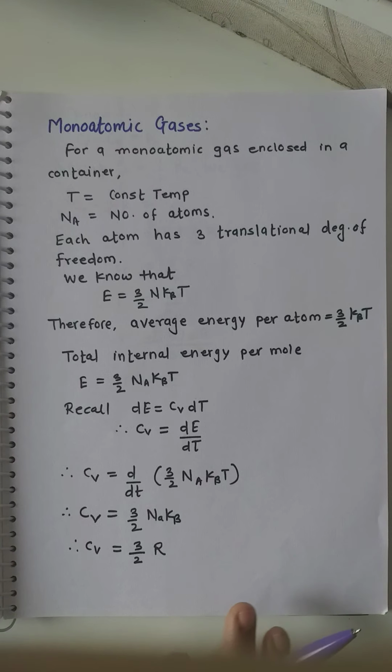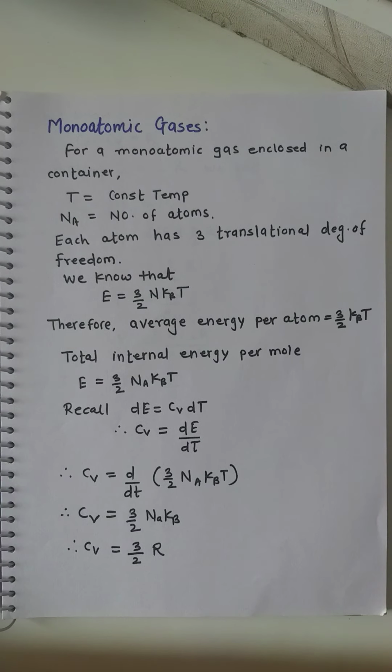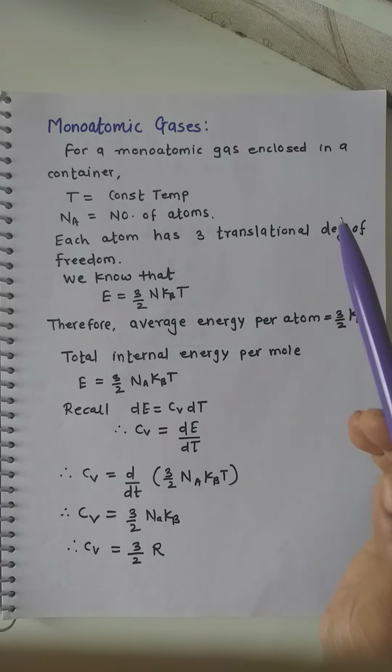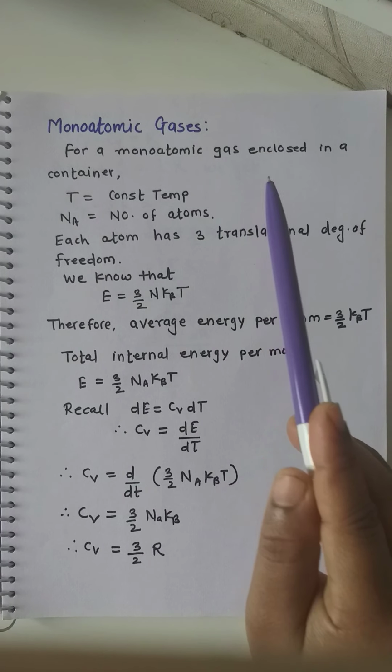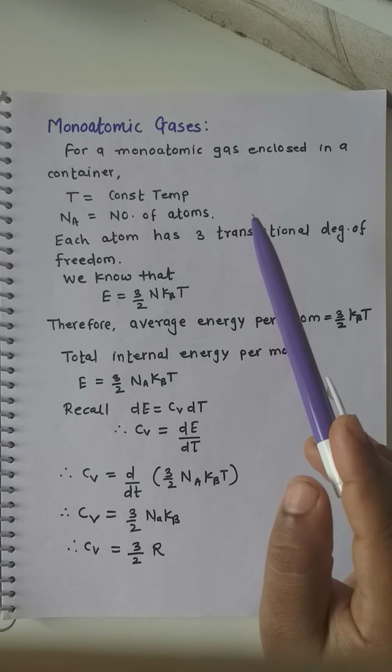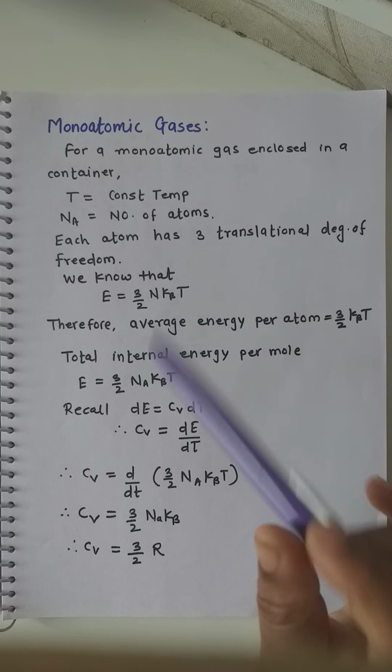Hello everyone. In the last video, we obtained Mayer's relation and its correction also. Now we will obtain the relation, that is the gamma relation, between Cp and Cv. Now consider monoatomic gases. What is a monoatomic gas? The word itself suggests that mono is one atom.